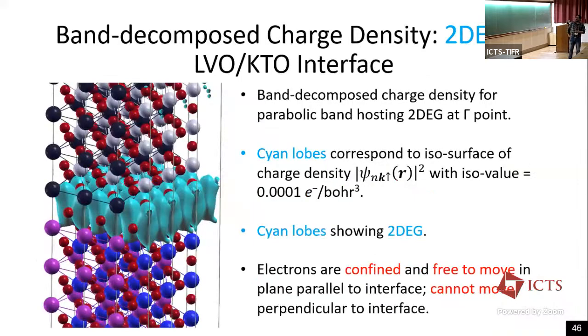So I have here calculated the band decomposed charge density, which is basically I have taken the wave function of the parabolic band at the gamma point, and when I take the mod square of that, we see the charge density at the interface. You can see that the cyan lobes correspond to the 2DEG. So electrons can freely move through these cyan lobes in the XY plane, but they cannot move out of the plane. So this forms the 2DEG.